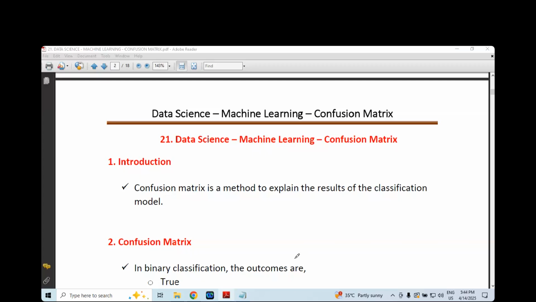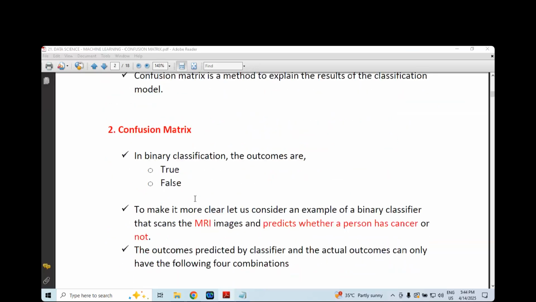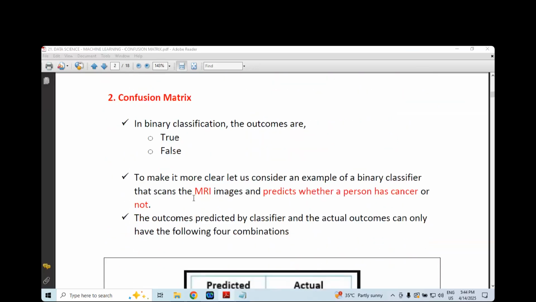Now understand this. Confusion matrix is a method for what? To explain the results of a classification model. Imagine whenever you are working with a classification model, you will get a result. That result we need to explain. Either we are getting a right result or a wrong result. Are you with me or not, sir? It is about explaining the results. Confusion matrix.